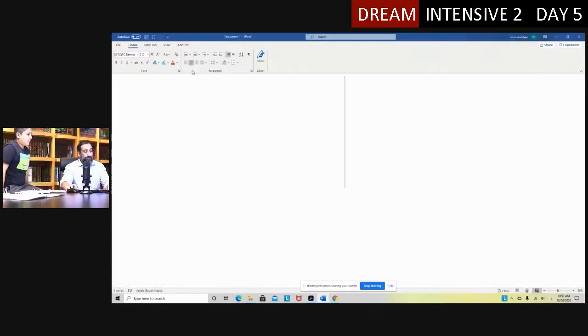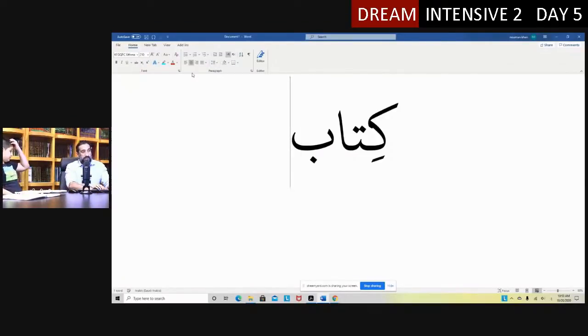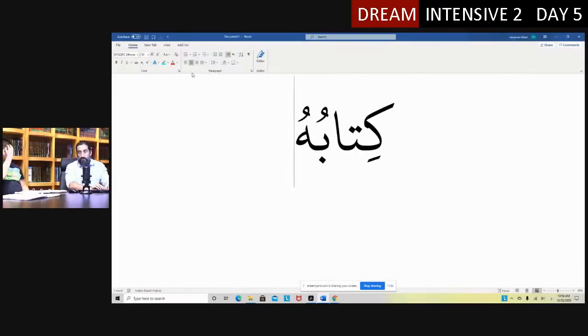Super focus. A mudaf has 2 rules. What are the 2 rules? It has to be light, no tanween, no al. Okay. So I'm going to go back to our basic mudaf, kitab, right? And I'll add a pronoun, kitabuhu.